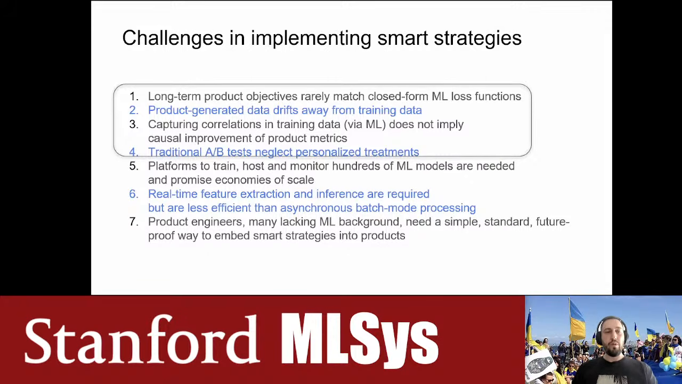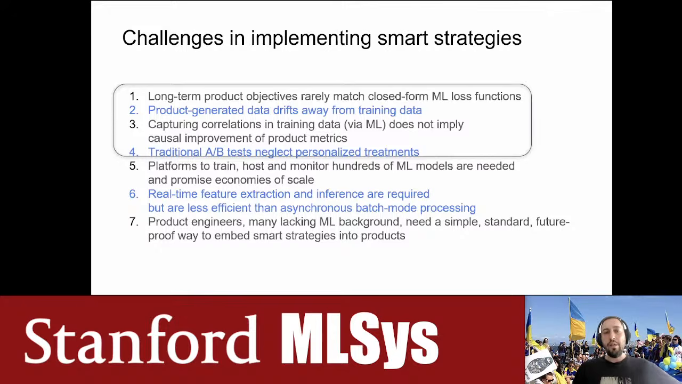Among the challenges addressed by our platform, let me emphasize the first 4. The colors here are mostly just to make the slide more interesting. They don't have much meaning. The first 4 are essentially related to optimization or product objectives, and also how the data changes in time, how you can evaluate the performance. So it turns out that product objectives, especially delayed or long-term objectives, they rarely match closed form loss functions used in machine learning. So you have to use proxies, and they're not exact.